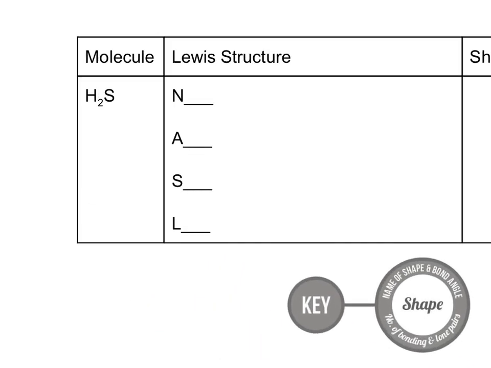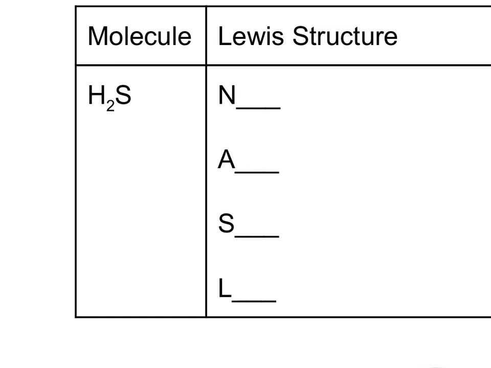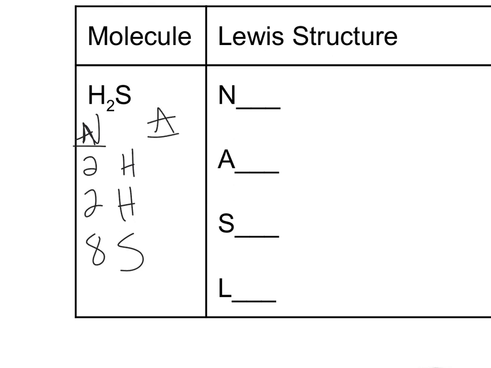Last one, H2S. So we've got hydrogen twice, and we've got sulfur. Needs. Hydrogen needs 2, sulfur needs 8. Available. Hydrogen has 1, sulfur is in group 16, it has 6. So total need would be 12, total available would be 8. Need 12, I've got 8. 12 minus 8 means I'm going to have to share 4, and 8 minus 4 means I'm going to have 4 left over.